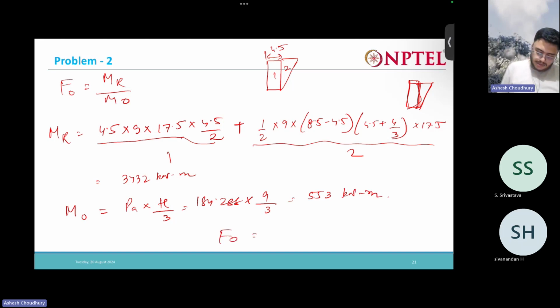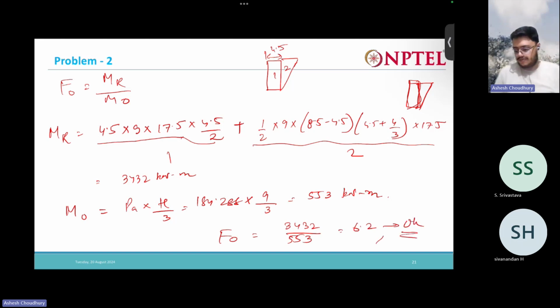So the factor of safety in overturning is 3432 divided by 553. Okay, so this is how we need to solve the problem.